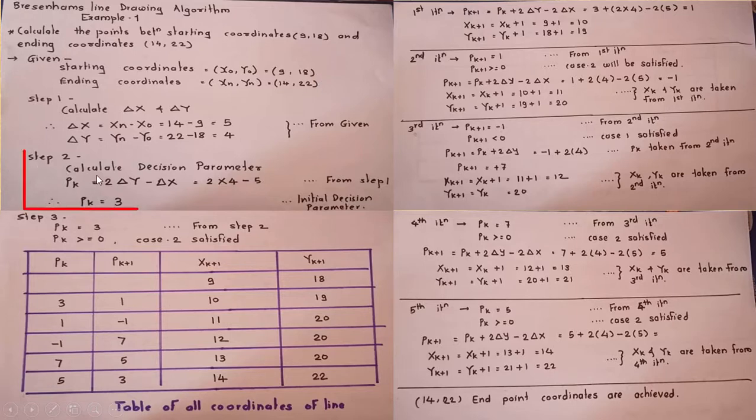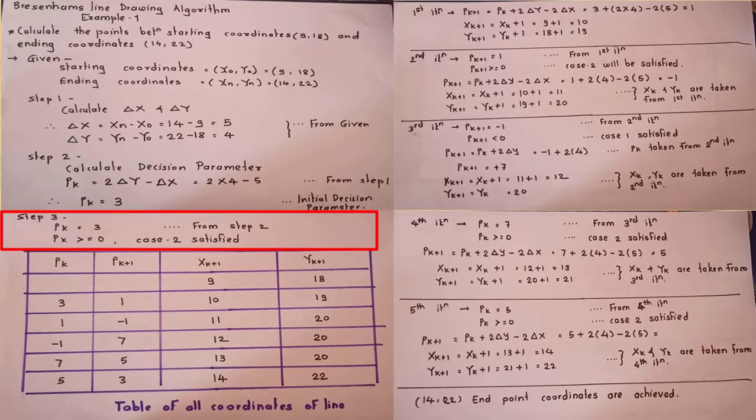Step 2 is used to calculate the decision parameter. The decision parameter is calculated with the help of the formula pk is equal to 2 into differential of y minus differential of x. So 2 into 4 minus 5. The differential of x and differential of y are the values which are taken from step 1. So the initial decision parameter pk is equal to 3.